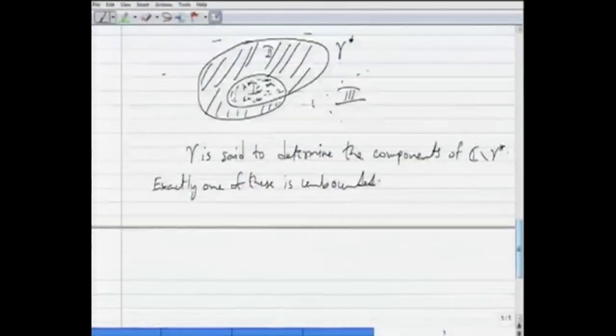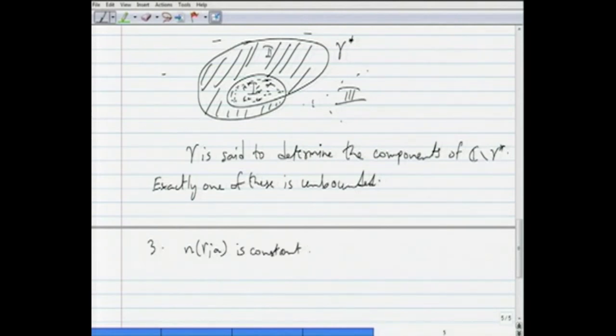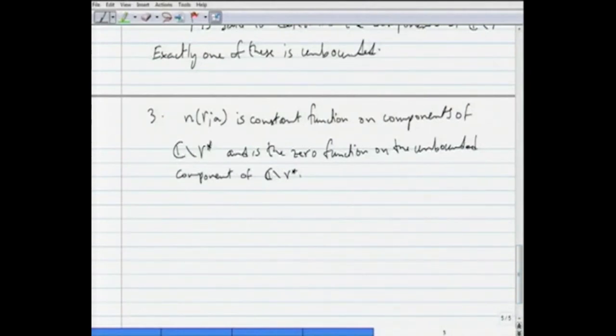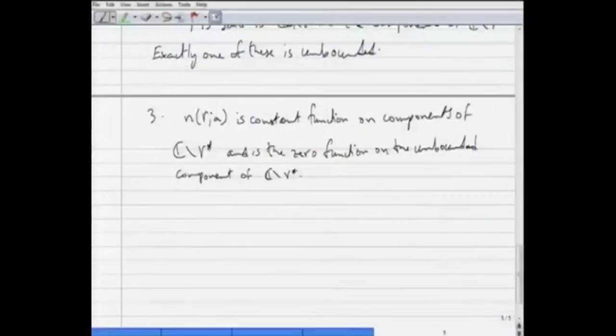So, it is unbounded, and here is the third property: n gamma A is a constant function on components of C minus gamma star, and is the 0 function on the unbounded component of C minus gamma star. So, what that means is n gamma can be different constants on different components, but on a given component it is a constant function. So, that is the meaning of this statement.